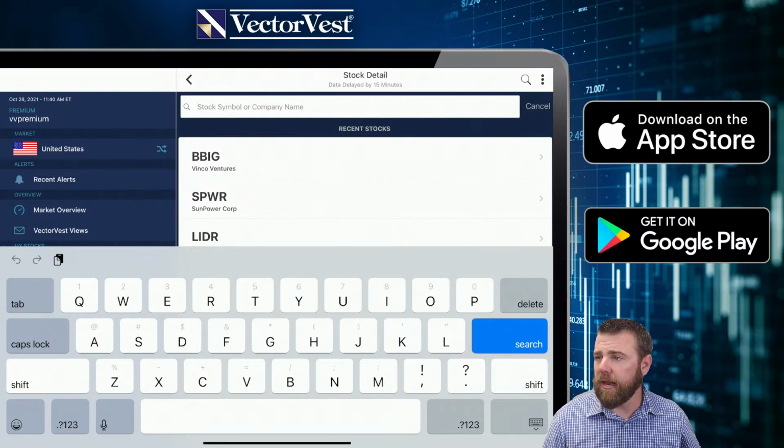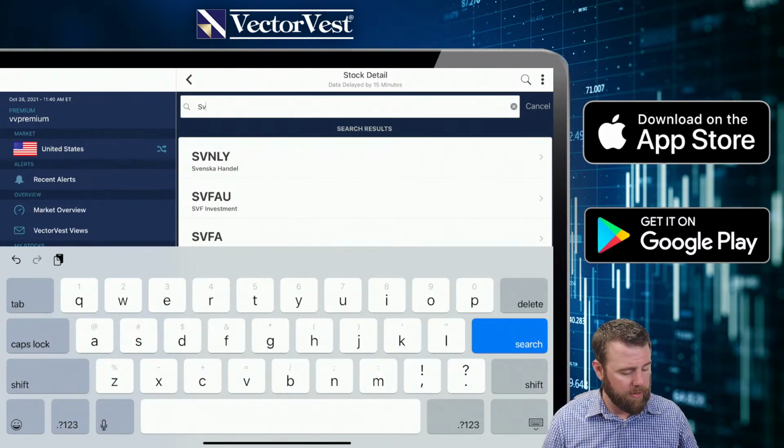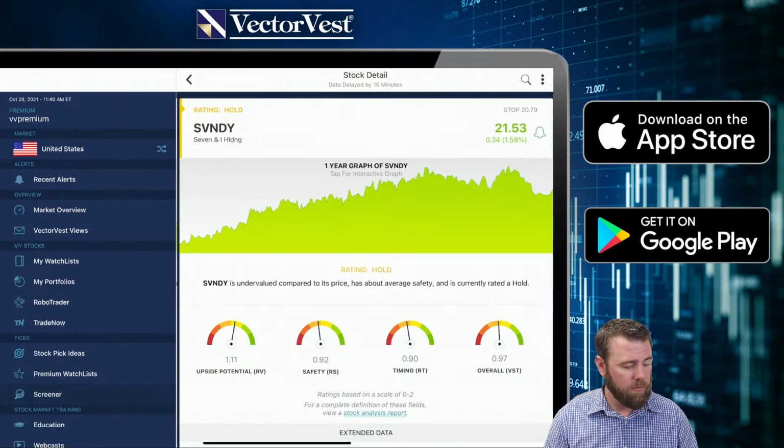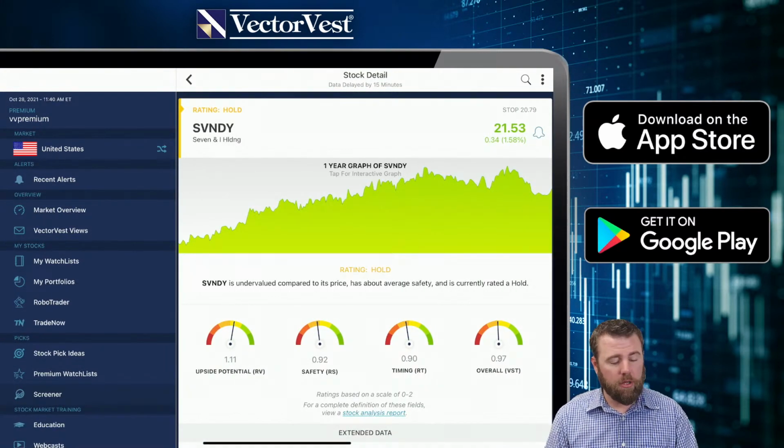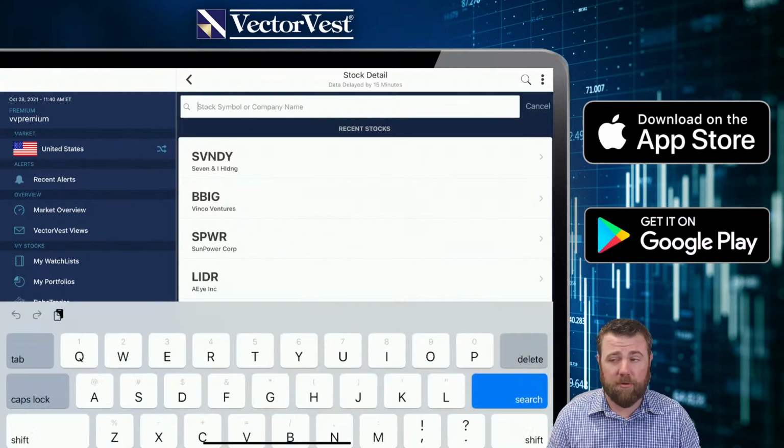SV, and I don't think I've ever seen that one. SVNDY. There we go. All right, we'll take a look. Good long-term potential, but does have a little bit more risk associated with it. You're in a slight decline right now, so timing is really not in favor of this stock right now. Overall, because of that, stock is not favorable currently.